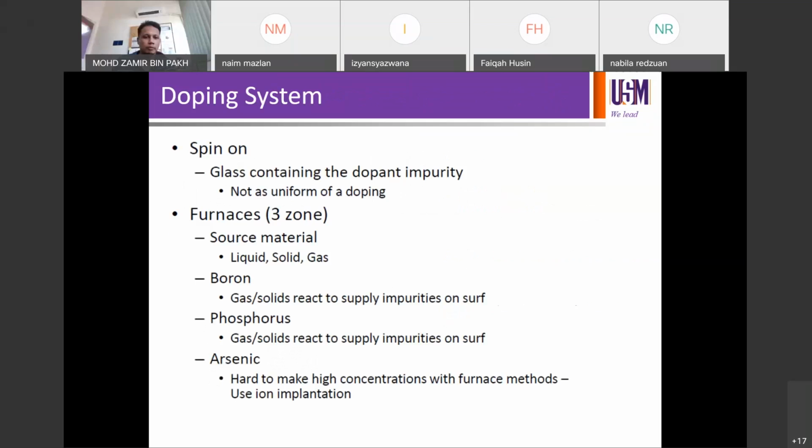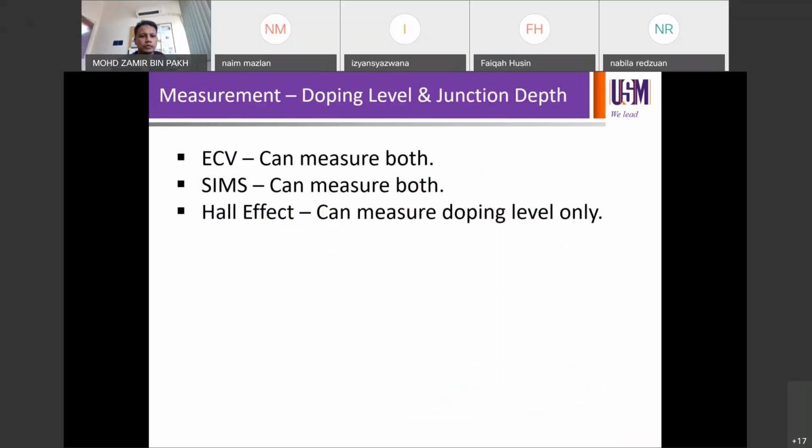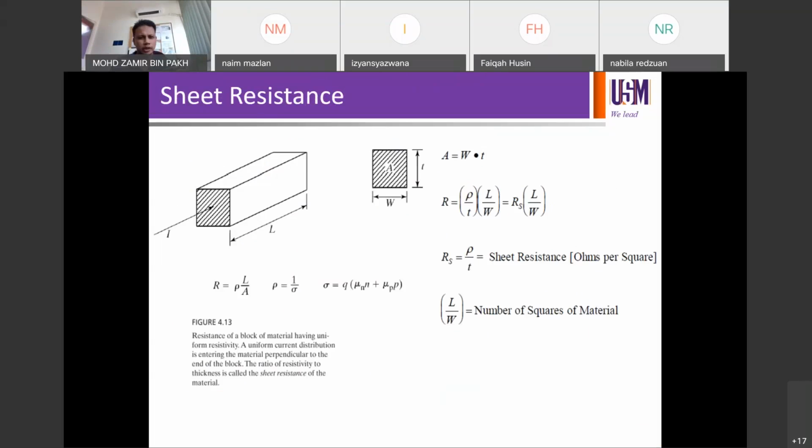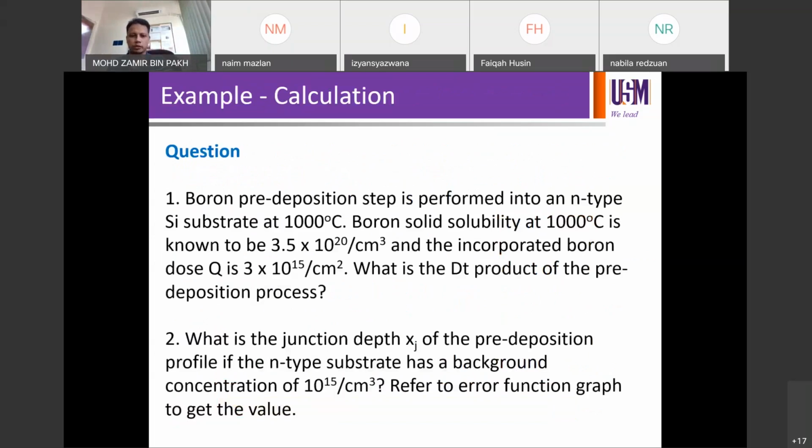So I think I'll just stop here. We have a few more things on the diffusion, right? So today is what, Tuesday? Tomorrow I'll continue on the sheet resistance and I'll try to finish the diffusion process, and we'll go through this calculation as well. I want you to try this one first and then call one of you perhaps to show me your answers for each of the questions, right?